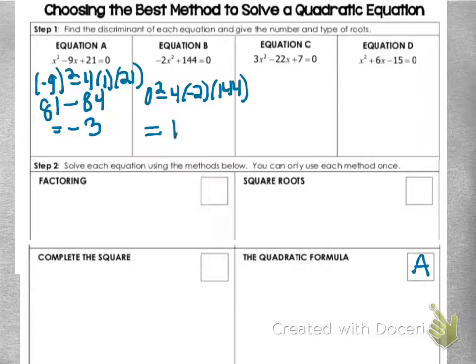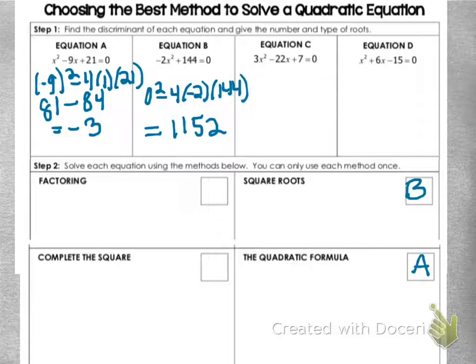So that's definitely going to be a positive number. And that turns out to be 1,152. And that is not a perfect square. And so I know that my solutions are going to be irrational, which means this is not going to be factorable. So this is going to be one I'm going to use square roots for anyway. So no real need to worry about that.